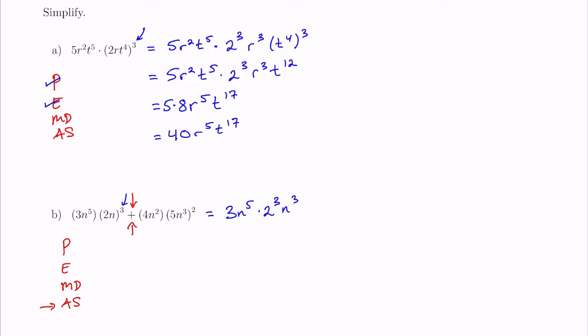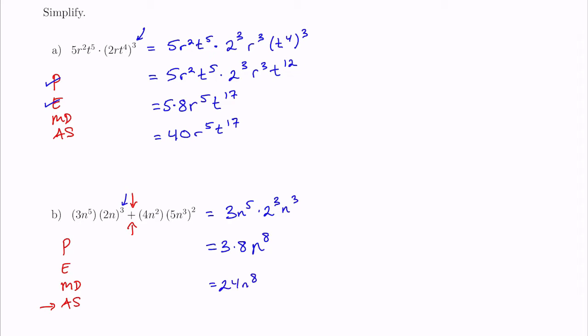Taking this a step further, I can combine the n's. N to the fifth times n to the third is going to be n to the eighth. And a similar thing happened in our part A example. We're going to have 3 times 2 to the third. Well, we know from before 2 to the third is 8, so I can rewrite this as 3 times 8, n to the 8th. And 3 times 8 simplifies into 24, so the first half of this expression gives me 24n to the 8th.